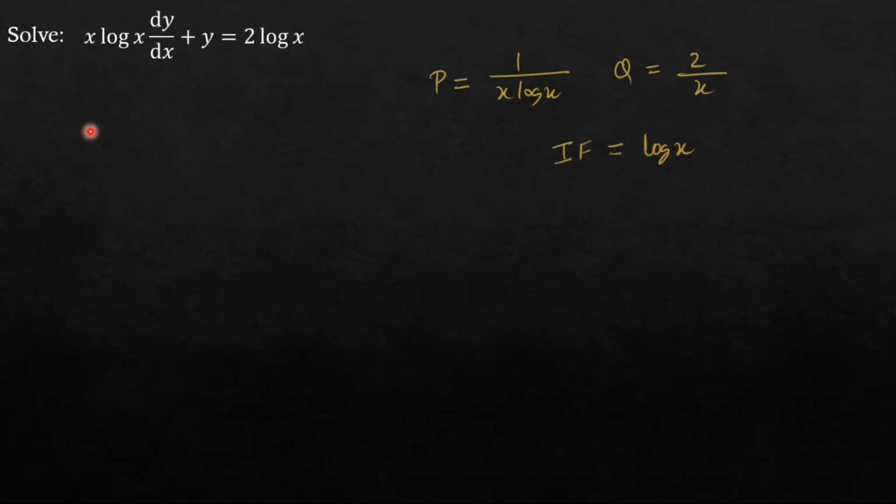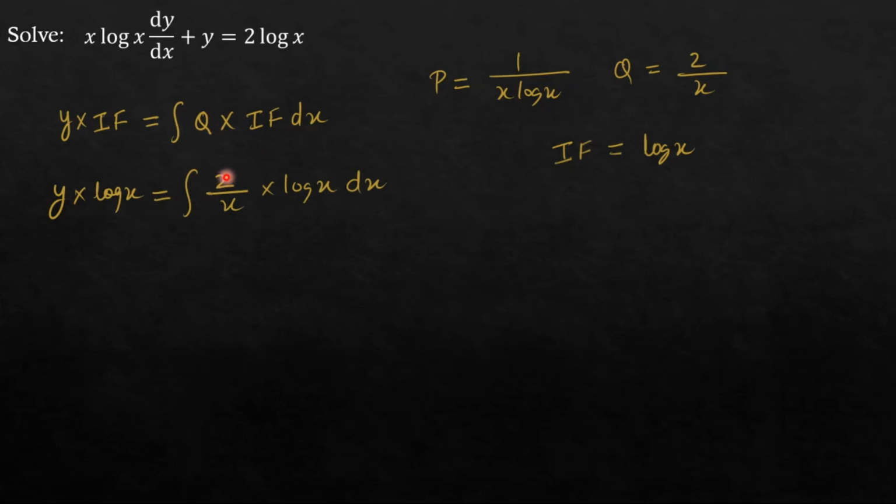Now the solution of the differential equation is given by dependent variable into integrating factor. Here the dependent variable is y, equal to the integration of q into integrating factor. Put all the values: y into log x, since the integrating factor is log x, is equal to the integral of q, whose value is 2 by x, into log x. That is the integrating factor. Now we need to integrate 2 by x into log x.